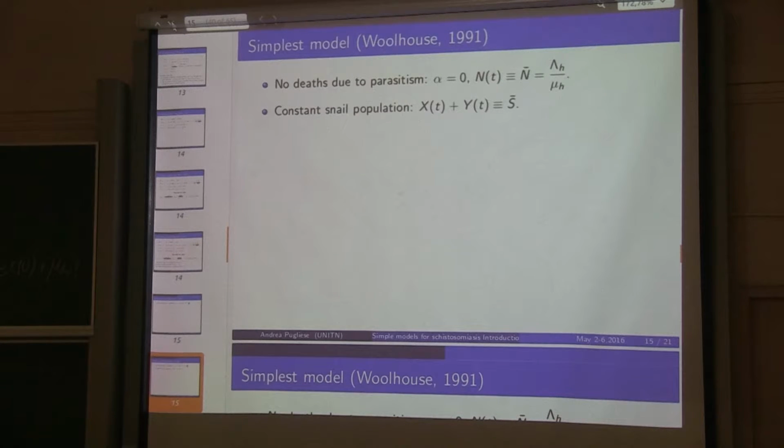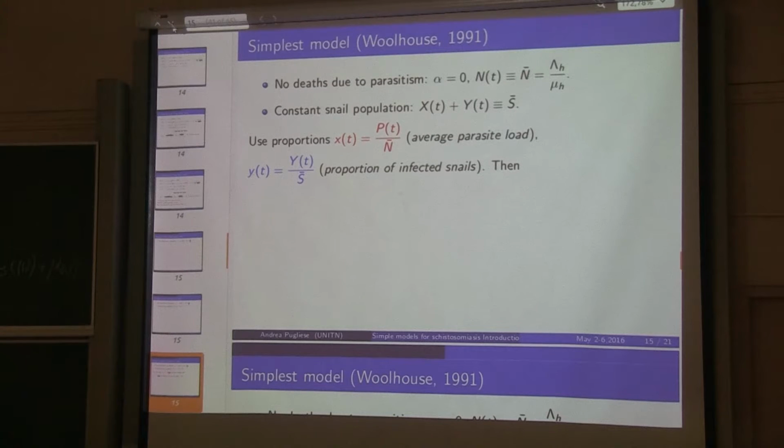And the other assumption is that the snail population is constant. So the first equation no longer exists. It's easier then to write equations for variables that have a better interpretation. So the variables become the average parasite load and the proportion of infected snails. And the snail population is constant. This is a natural variable. I just look at the proportion that is variable.